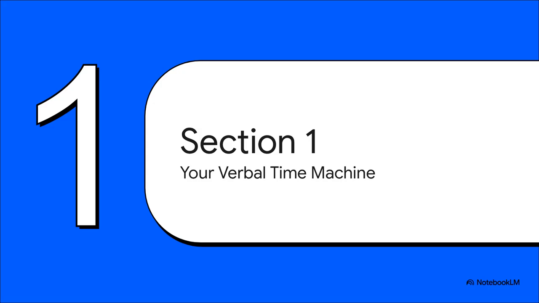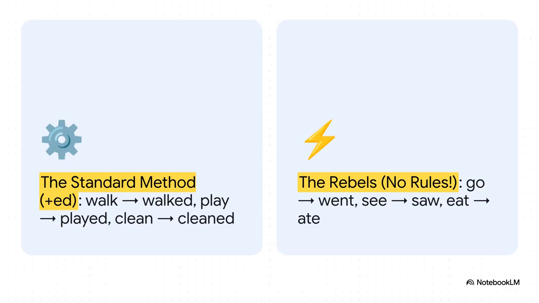Okay, so every great gadget needs an instruction manual, right? Let's start with section 1 and pop the hood on our verbal time machine to see how the engine really works. And trust me, you'll be surprised at just how simple this thing is. So our time machine basically has two power sources. First, you've got the standard method. This is the easy one. You just add -ed to most verbs. Walk becomes walked, play becomes played.